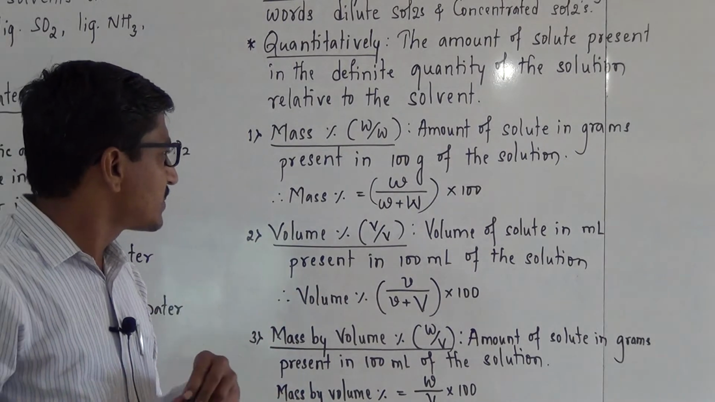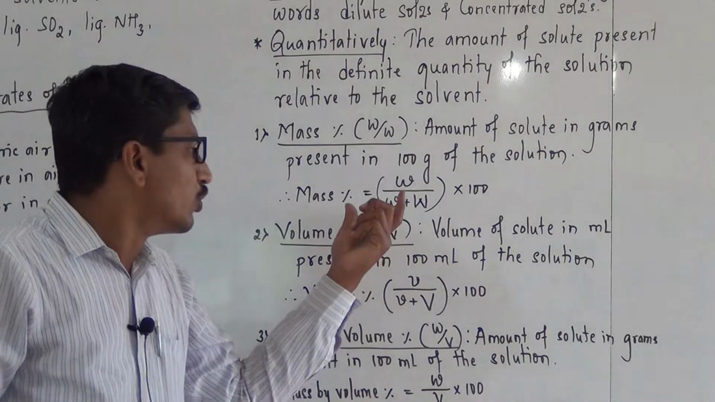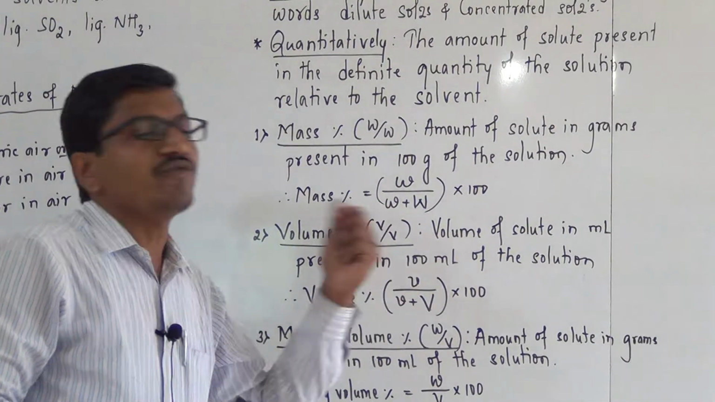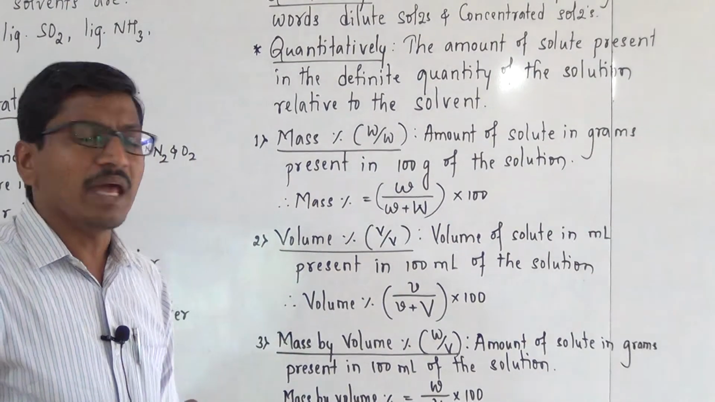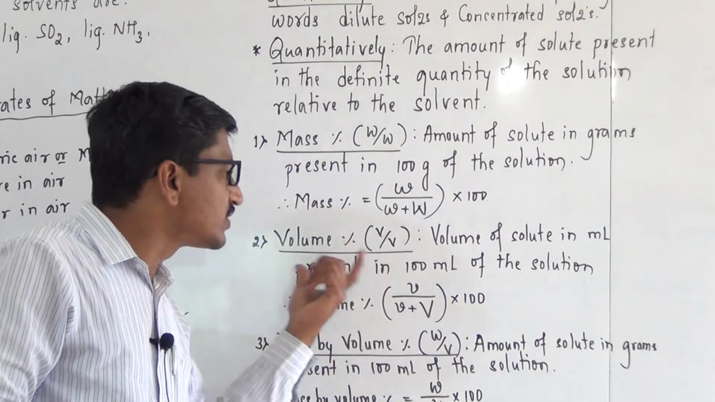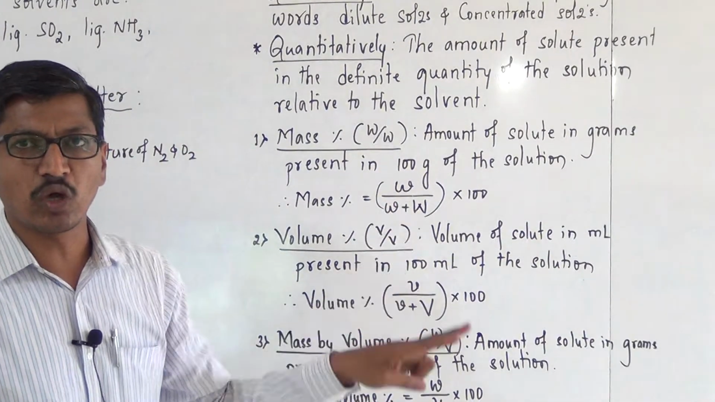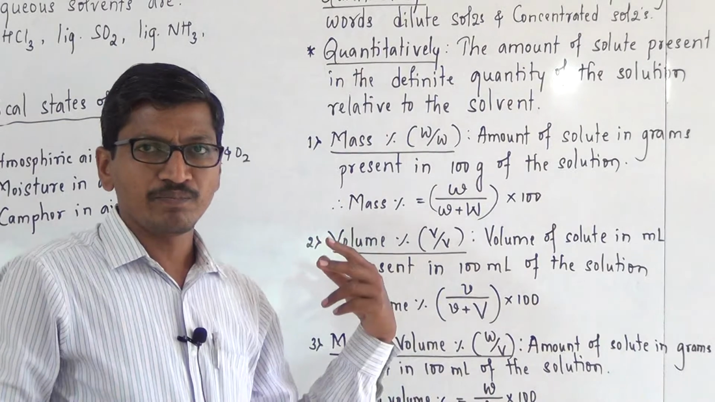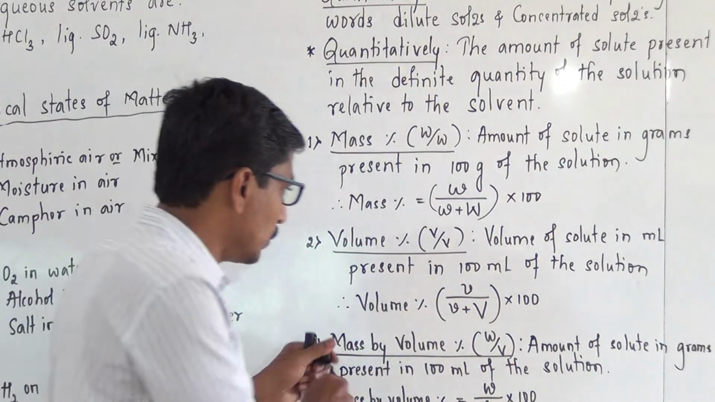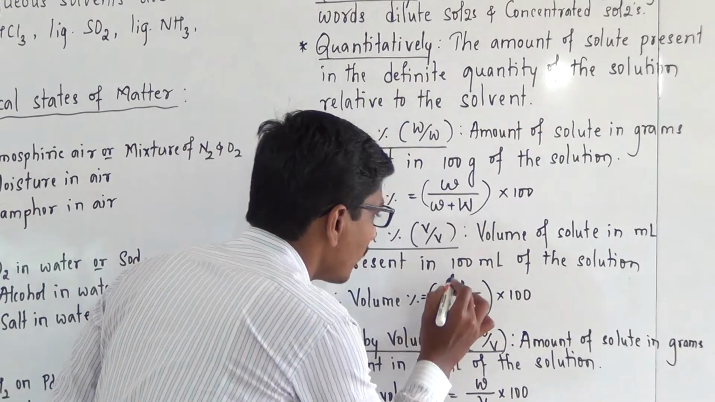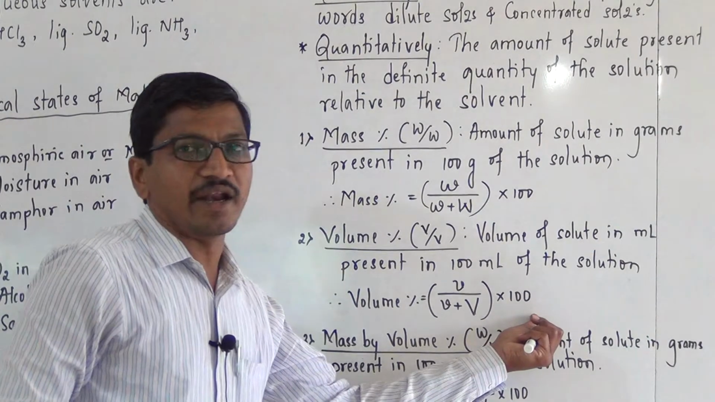Next one is volume percentage. It is denoted by the symbol V by V. It is the volume of solute in ml dissolved in 100 ml of the solution. Both solute as well as solvent are in volume in ml, and the volume percentage is equal to small v by small v plus capital V into 100.